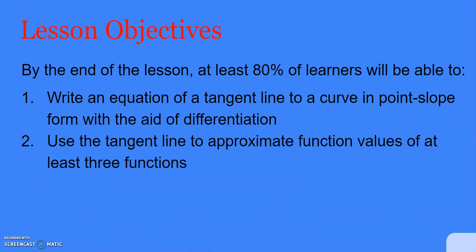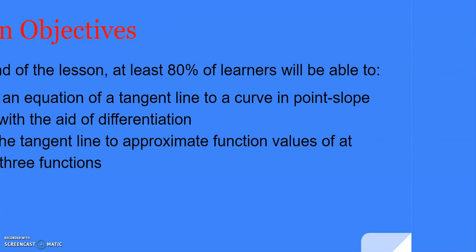In this lesson we will cover the learning objectives: writing an equation of a tangent line to a curve in point-slope form with the aid of differentiation. We also use the tangent line to approximate function values at points on at least 3 functions.